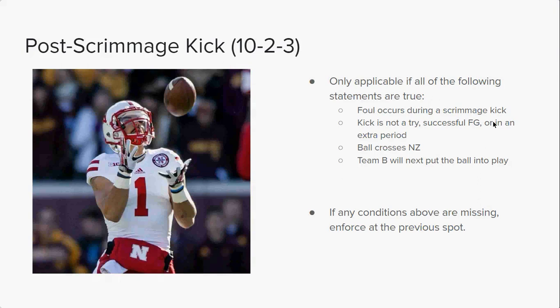If those statements are all true, we use the end of the kick spot, the spot where the kick was caught, recovered, or declared dead by rule, as our basic spot for enforcement, and then we would apply the 3-and-1 principle to that. So important to remember, if the foul occurs before the kick, it's not a post-scrimmage kick foul. If the ball doesn't cross the neutral zone, it's not a post-scrimmage kick foul. And if Team A is in possession at the end of the play, it's not a post-scrimmage kick foul.